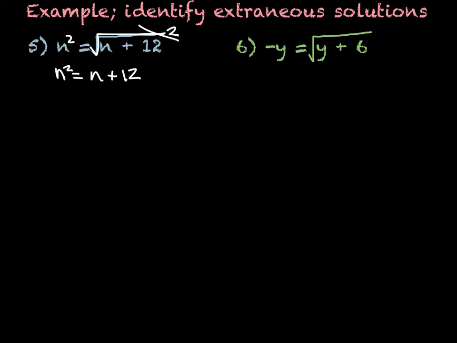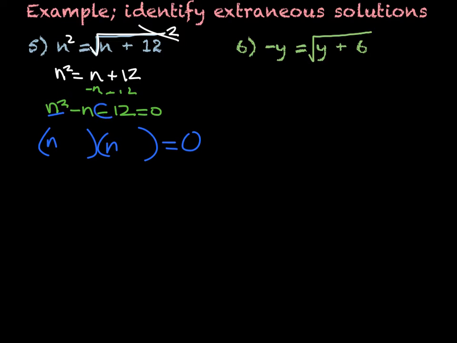Now I know how to solve quadratic equations because I've done this before. So minus n and minus 12 to solve for 0. So n squared minus n minus 12 equals 0. At this point I factor. We've done this before. So I have n squared, n and n. Second sign is negative, so they're going to be opposite signs.